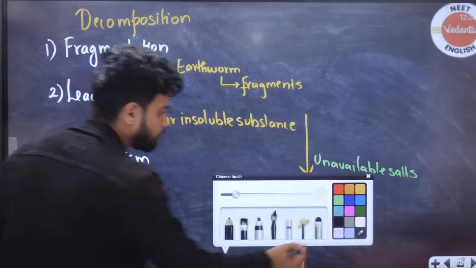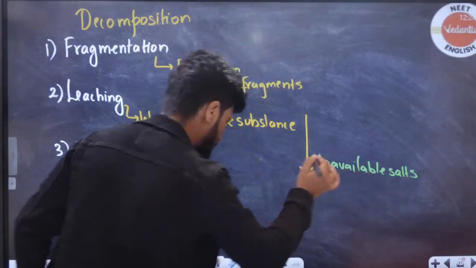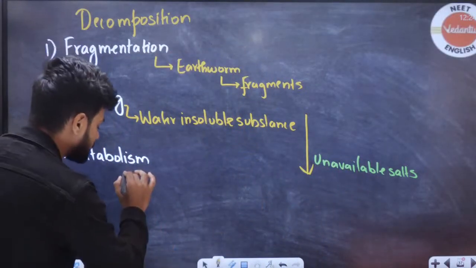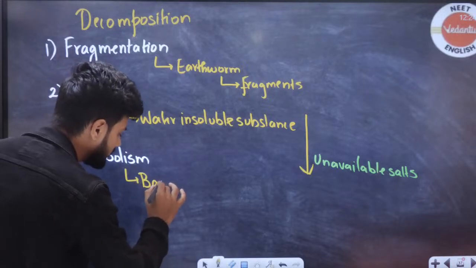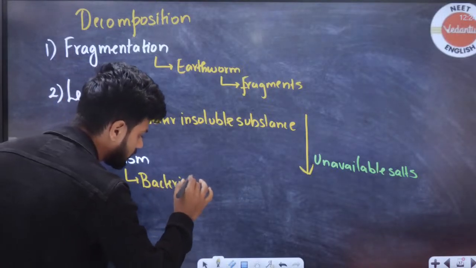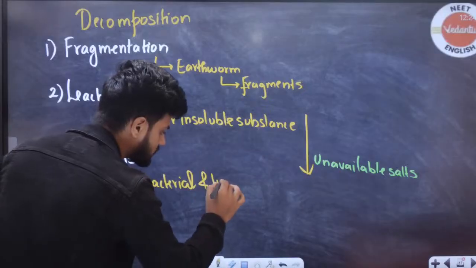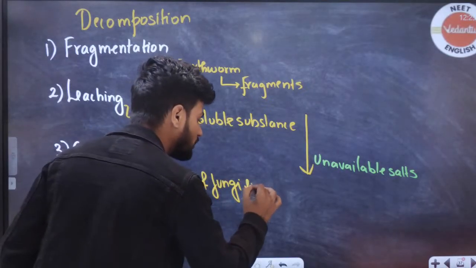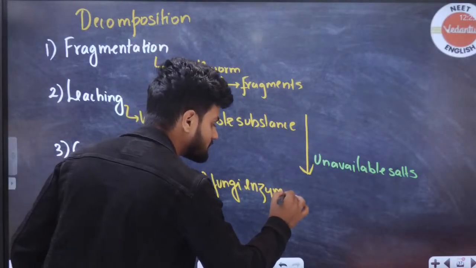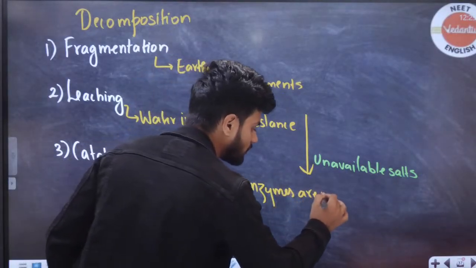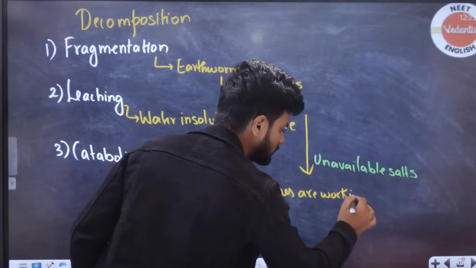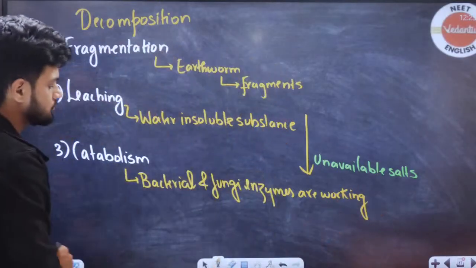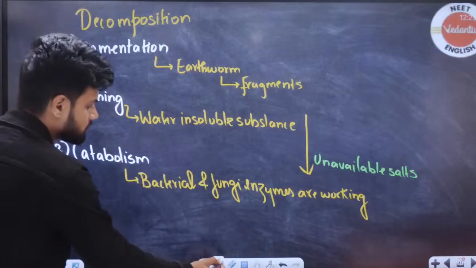In the case of catabolism, what is happening here? Bacterial and fungal enzymes are working on detritus now. Nice work they are doing. Enzymes are working right now. Okay, so that is catabolism. Now, what is the fourth step?